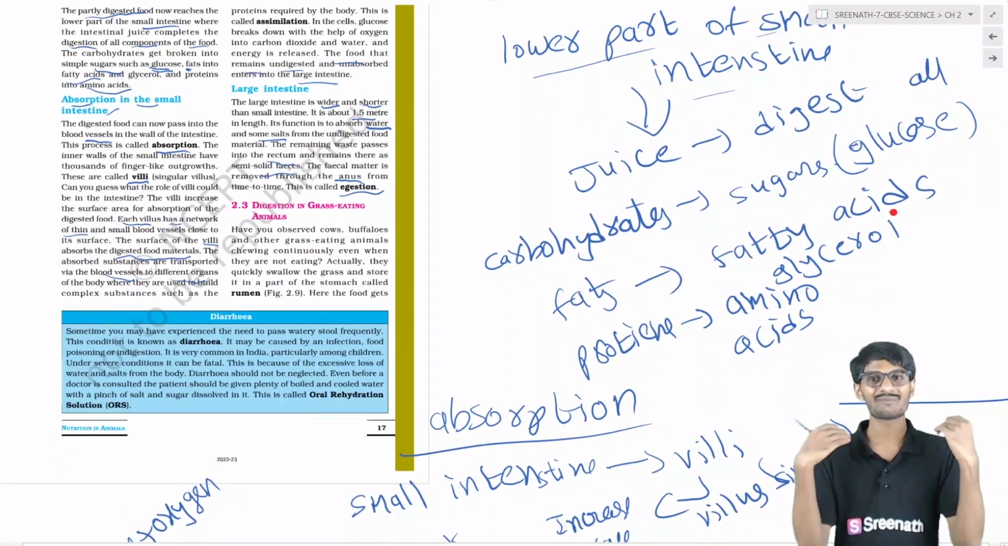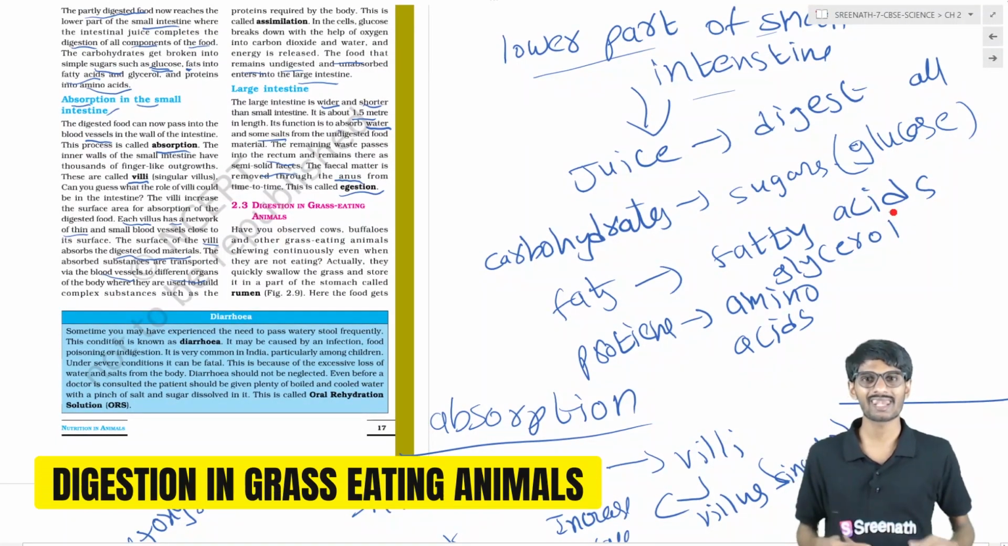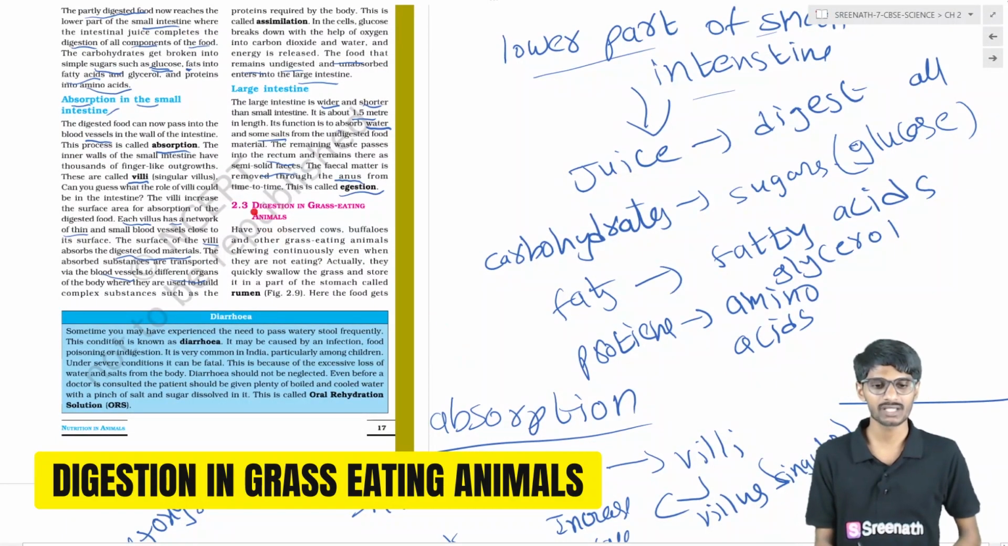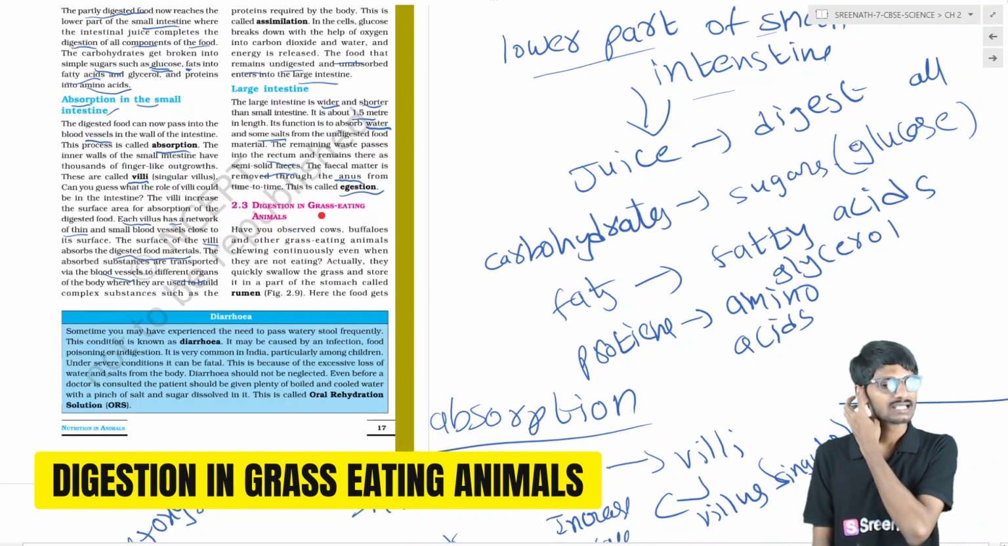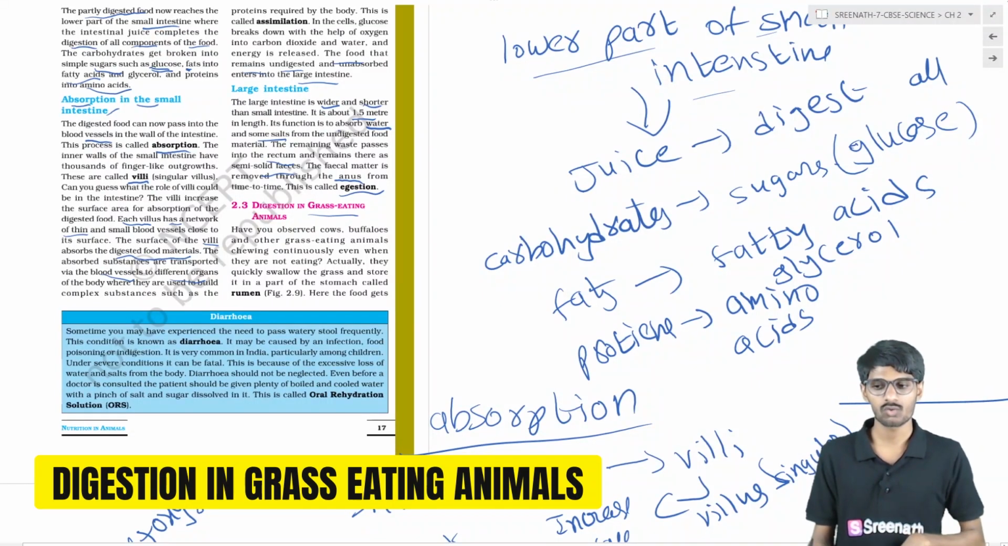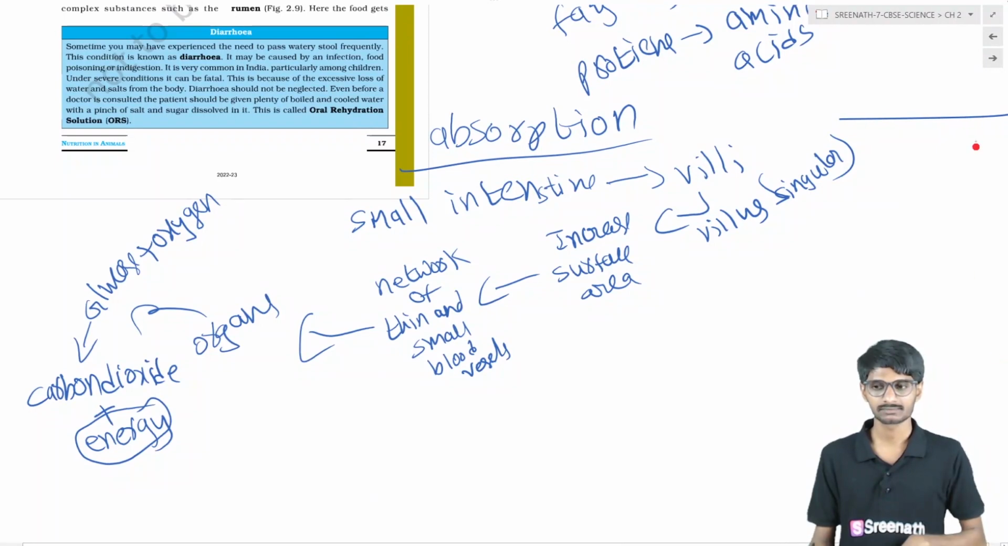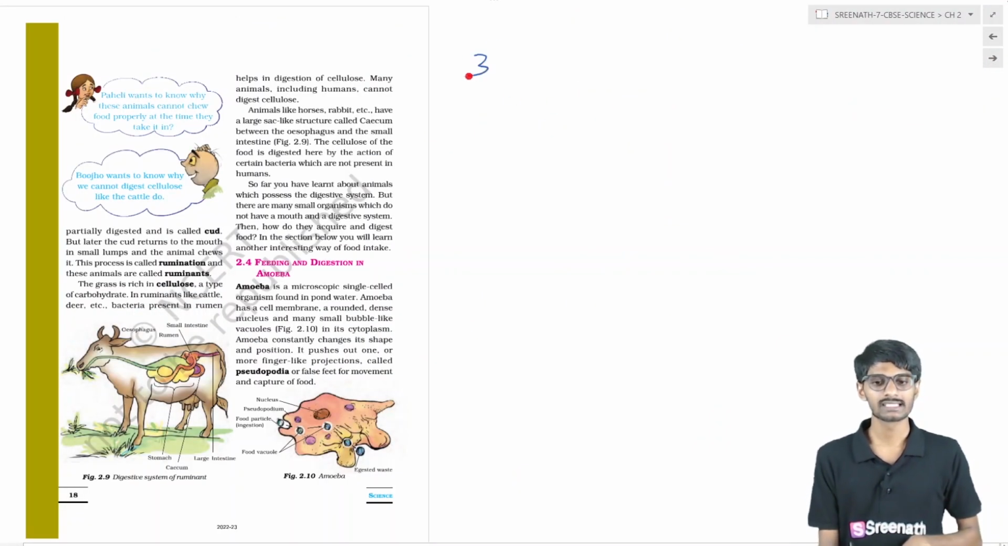So students, we have completed the second topic also. Now we are entering the third topic. What is the third topic? The third topic is digestion in grass eating animals. We are going to write it on the next page.